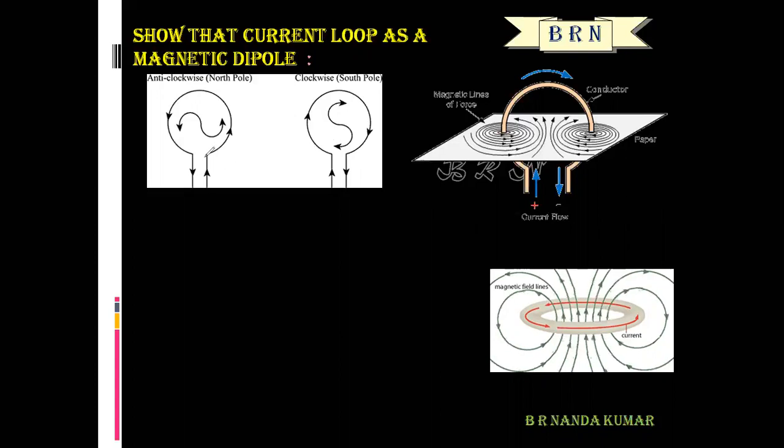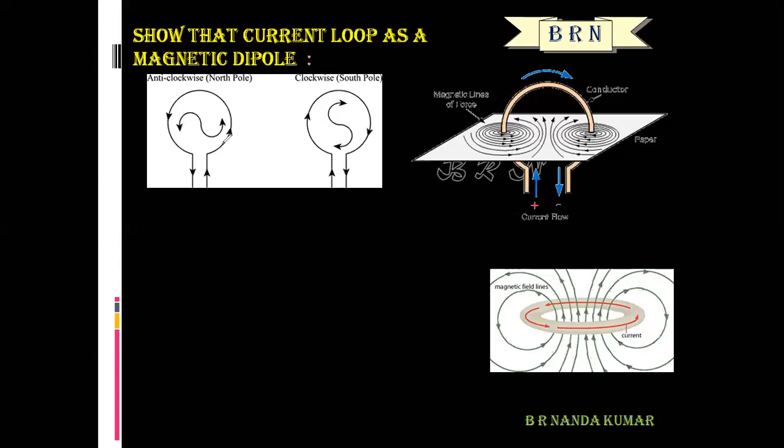The face of the loop in which the current flows in anti-clockwise direction behaves like a north pole. Let us take again a bar magnet. The north pole of the bar magnet is moving towards the face of this current loop. What happens? The north pole of the bar magnet will experience a repulsive force. Or if the south pole of the bar magnet is moving towards the face of this current loop, the south pole will experience an attractive force.